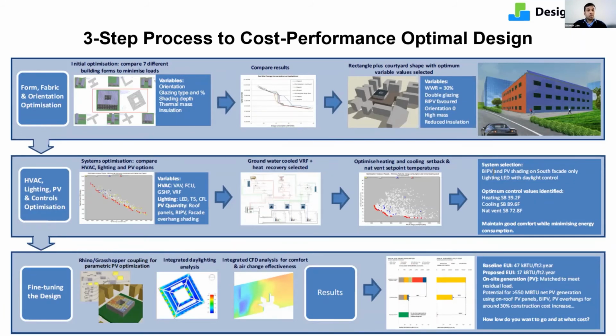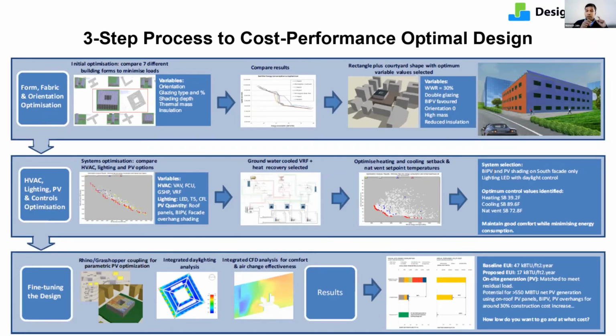So at the first stage, the building form and orientation were assessed. Optimization guided towards a rectangular form with an internal courtyard. And this form could minimize loads, and provide enhanced two-sided daylighting and natural ventilation. And the courtyard was also seen as a great recreational space to improve well-being for occupants.